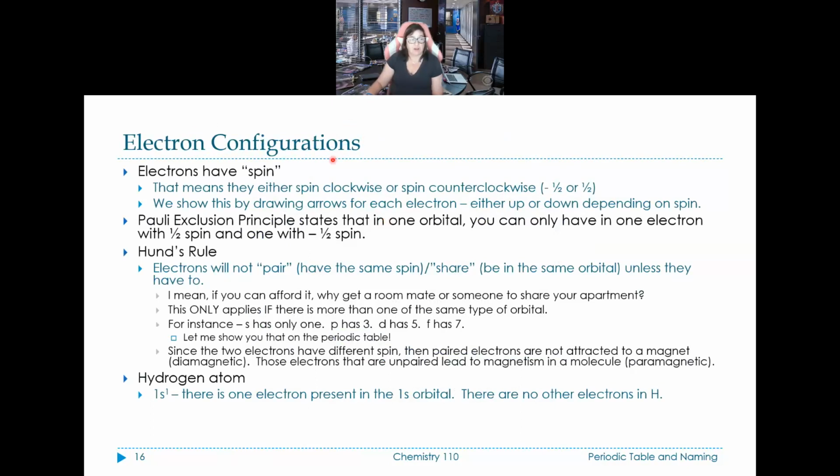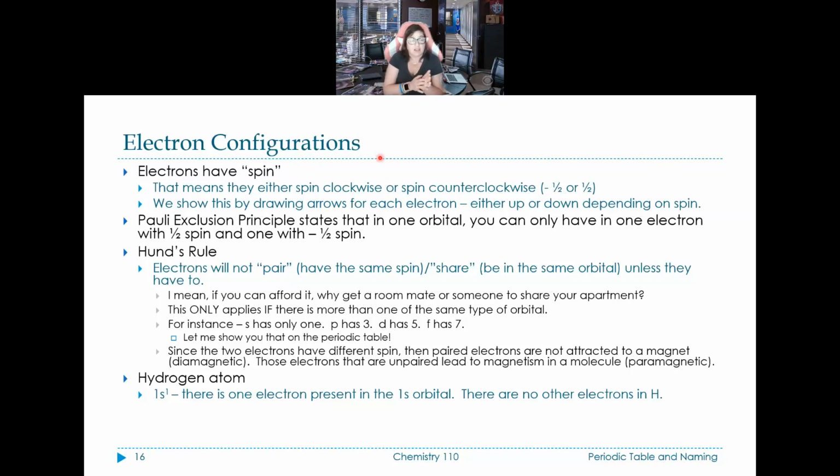Now, electron configurations. Electrons have spin. That means they either spin clockwise or counterclockwise, so -1/2 and 1/2. I always talk about them as up and down. The Pauli exclusion principle states that in one orbital, you can only have 1 electron with an up spin and 1 with a down spin. So I can only have 1 of each type. I can't have 2 of the same type.